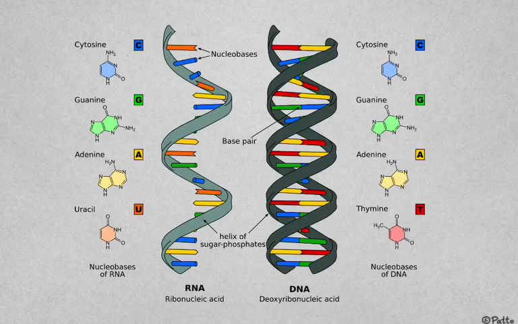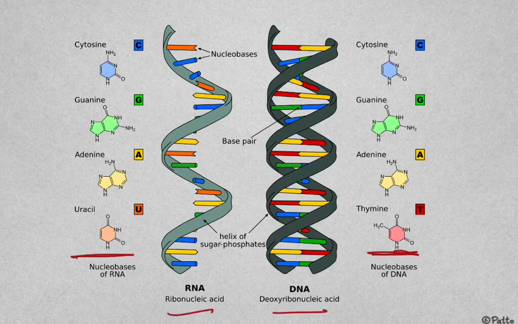Okay, so let's take a look here again. We have thymine on the DNA, we have uracil on the RNA. This is a typical classic difference between them. And here, double strand DNA, single strand RNA.